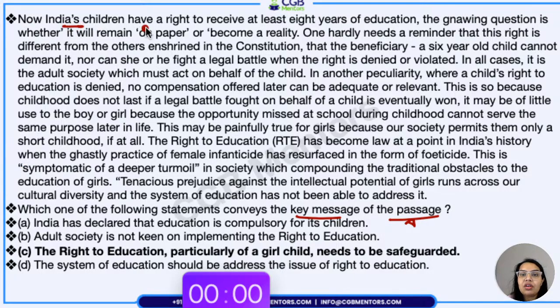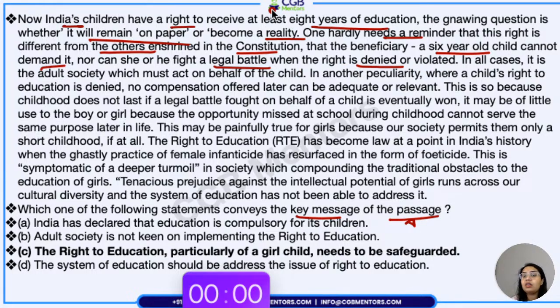Now, India's children have the right to receive at least 8 years of education. The annoying question is whether it will remain on paper or become a reality. So the passage starts with a question, also declaring that now we have this opportunity to get education for at least 8 years. One hardly needs a reminder that this right is different from others enshrined in the Constitution. That the beneficiary, a 6-year-old child, cannot demand it, nor can she or he fight a legal battle when the right is denied or violated.